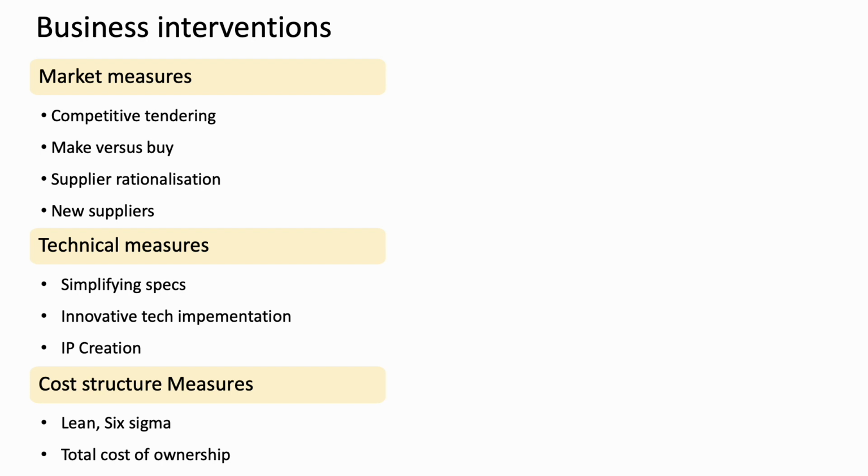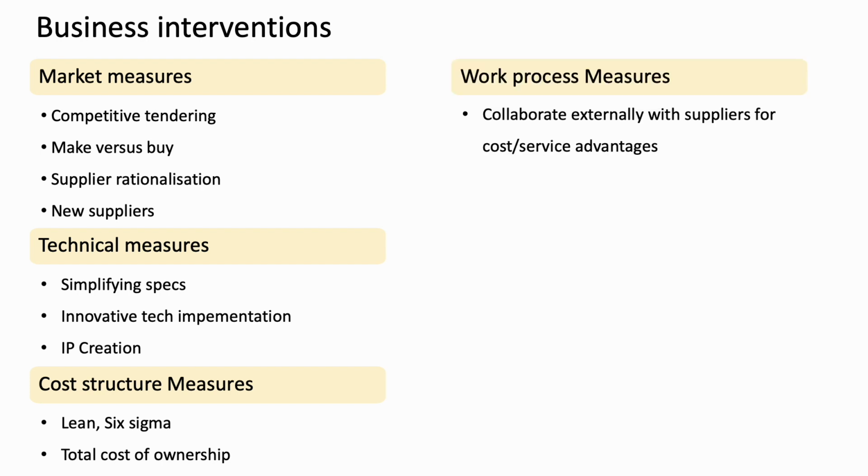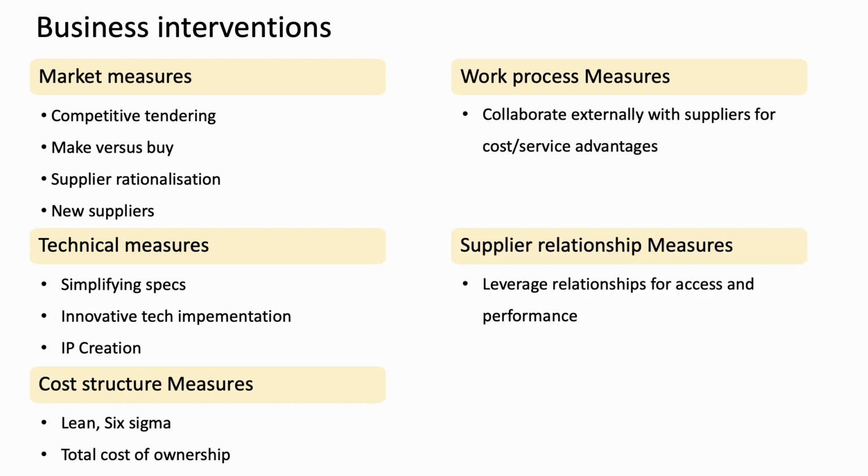Moving on to work process measures. This is all about working smarter with your suppliers through joint planning and collaboration. Think of it as a teamwork superpower for cutting costs and boosting service. Don't forget supplier relationship measures. This is where you nurture your supplier relationships to tap into their capabilities and ensure they're delivering their best.